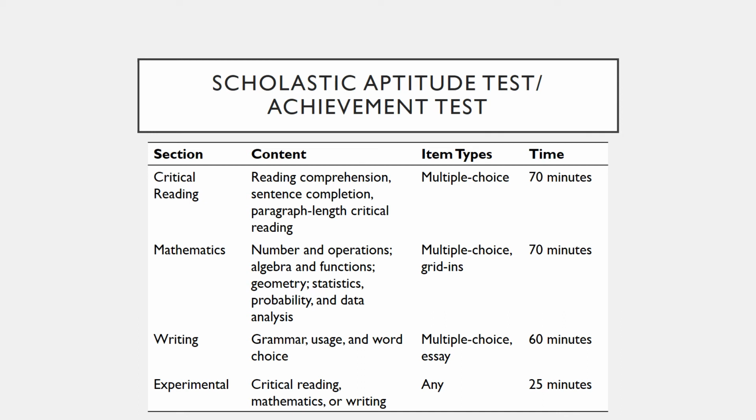The Scholastic Aptitude Test, or Scholastic Achievement Test. So they do have two tests that they are able to offer, one being more aptitude focused and one being more achievement focused. But these are pretty widely used by the College Board for college admissions. So they're pretty standard for almost every college and university in the United States. It's kind of the gold standard of admissions testing.